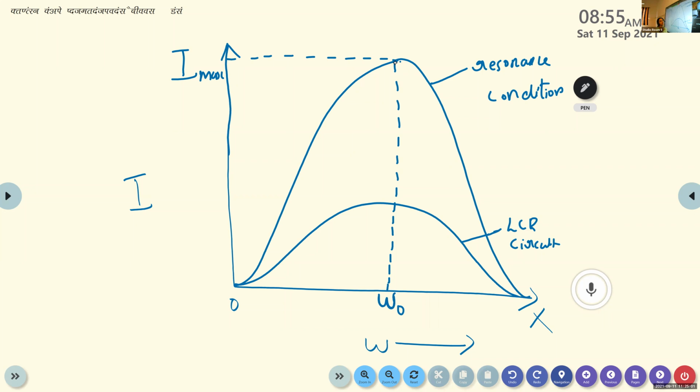Then the frequency corresponding to this maximum value of the current under resonance condition is known as resonant frequency. It is represented by the letter omega 0.